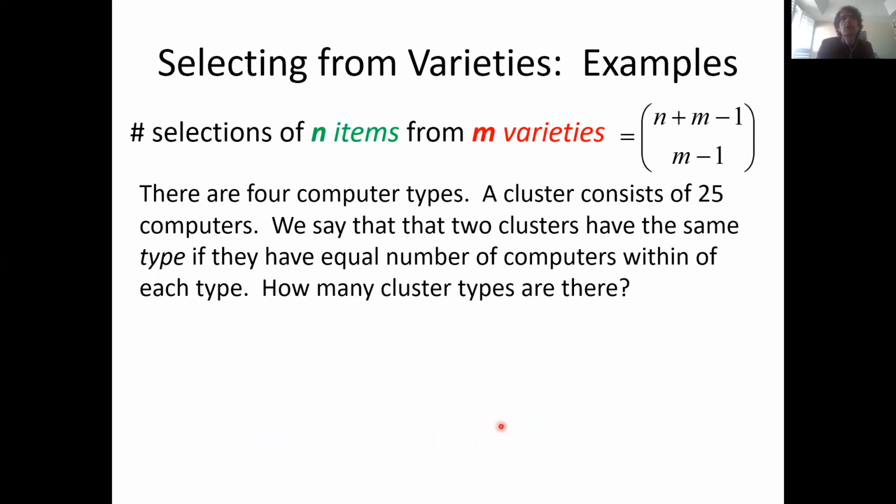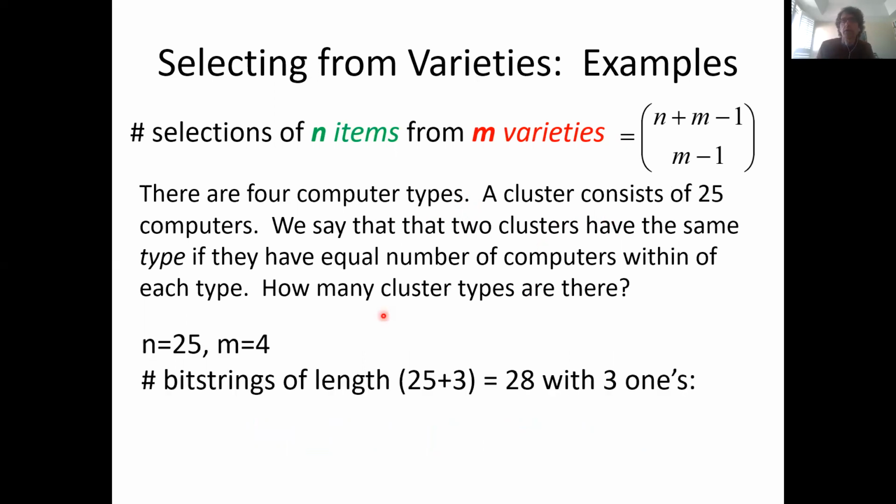So, let's say there are 4 computer types, and you have a computer cluster with 25 computers. How many clusters can you have? It's like you take 25 donuts, and there are 4 varieties of donuts. So it's 25 plus 3 choose 3, because there are going to be 3 context switches, because there are 4 donut types.